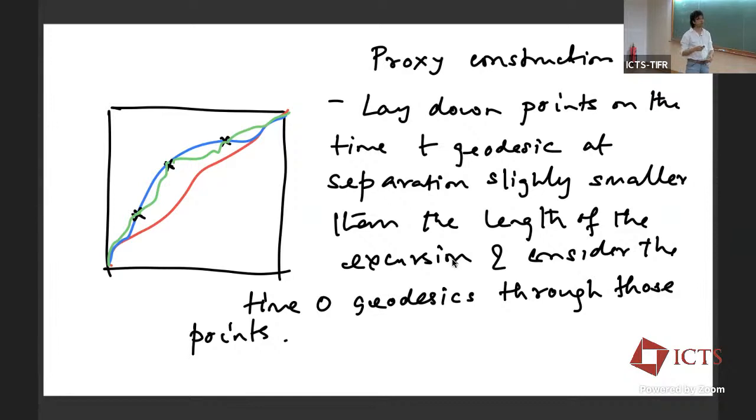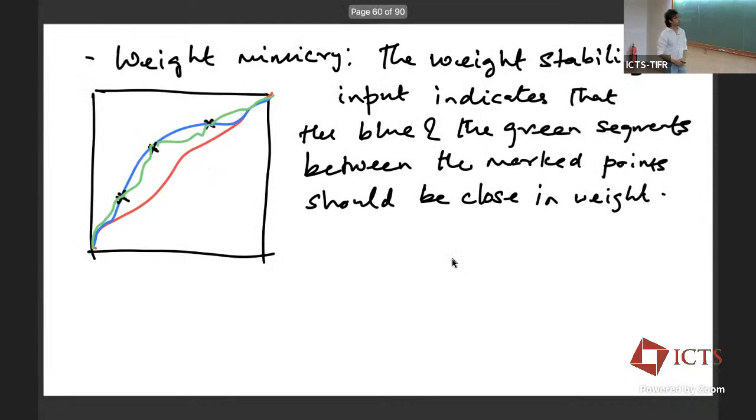So now we have gone from a blue path which lives at time t to a green path which lives at time 0. Now both the red and the green path live on time 0, and we can do some analysis in comparing them. But we want the green path and the blue path to be somewhat similar. The whole point of constructing the proxy is that the green path should retain the features of the blue path, but crucially now live at time 0.